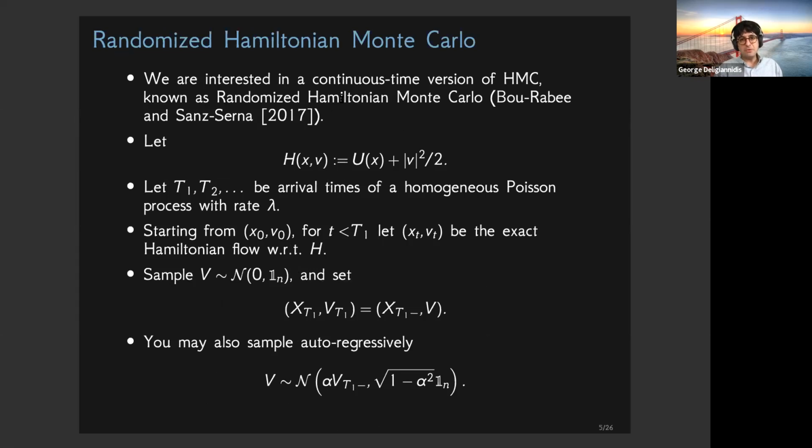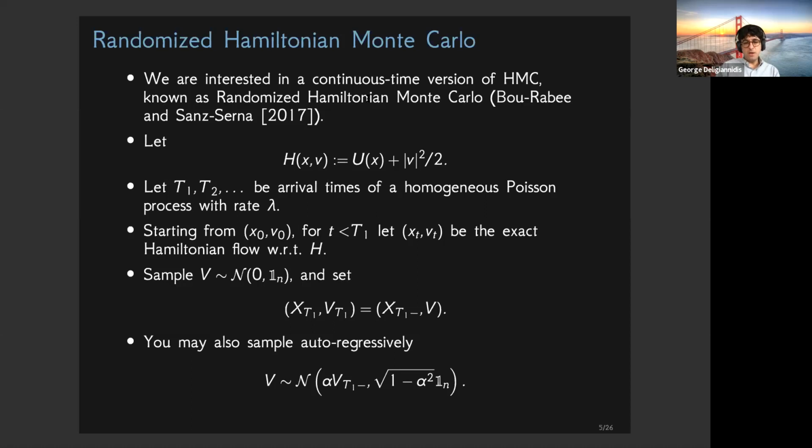So I'm not going to talk about the practical version of HMC, the one you'd be using to do any sampling. I'm going to talk about a PDMP version of HMC, which is known as randomized Hamiltonian Monte Carlo. So we introduce the standard Hamiltonian, which is the sum of the potential U plus Gaussian velocity. We've got a sequence of arrival times of a homogeneous Poisson process with rate lambda. So we call them T1, T2, and so on and so forth. You start from an initial location and velocity x0, v0, and then up until the first arrival time, you're solving exactly the Hamiltonian flow with respect to H.